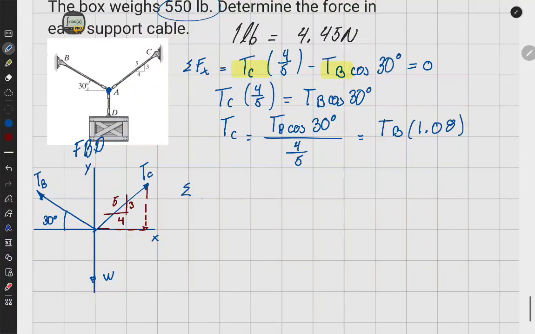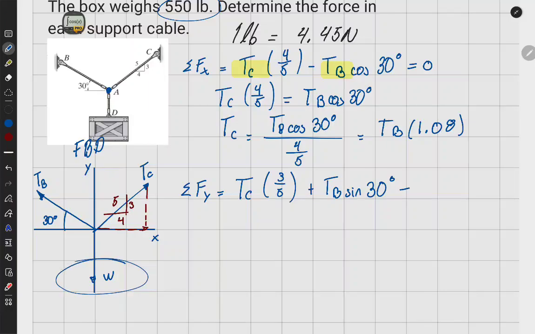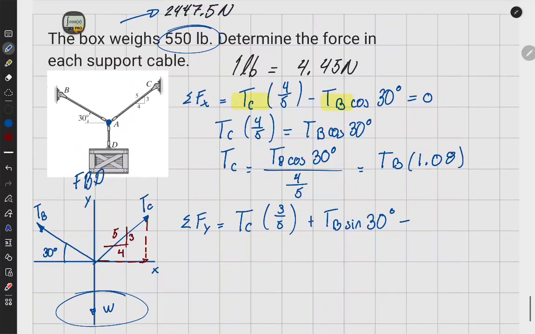And then the sum of the forces on the y-axis is going to be the component on the y-axis of the tension in the cable C, so 3/5, plus TB sine of the angle, 30 degrees, minus the weight of the object, that is 2447.5 newtons, and that's equal to 0.